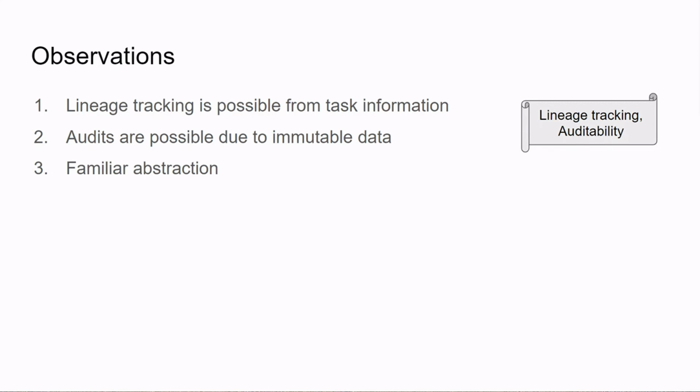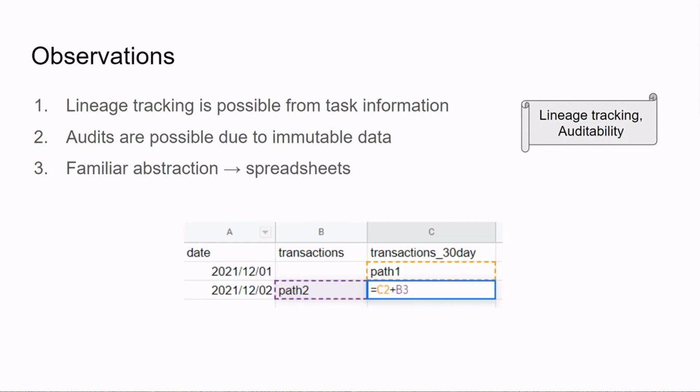The third one is that catalog based dependency actually follows a familiar abstraction, and it's that of spreadsheets. For example, if rows corresponded to dates and columns corresponded to dataset classes, then the process of architecting a set of jobs to build some dataset is the same as figuring out how to add new columns to a spreadsheet. This gives me confidence that you will find it easy to design jobs based on catalog based dependency.